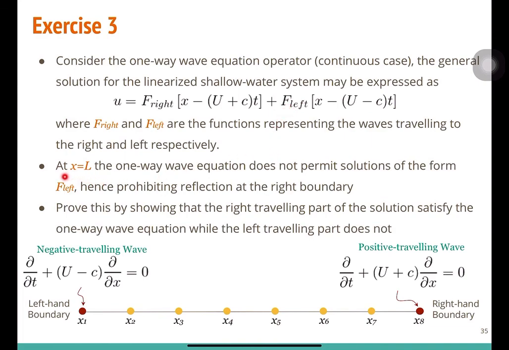Okay. And then at x equal to L, which is this side, the right-hand boundary, the one-way wave equation does not permit solutions of the form going signal going to the left, because we don't want reflection. If it's going to the left, then it's reflection. You have to prove this by showing that the right traveling part of the solution satisfies this, while the left traveling part does not. Okay, focus on this side.